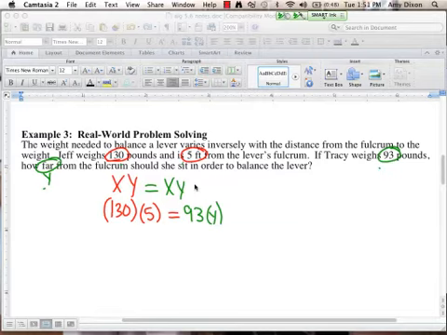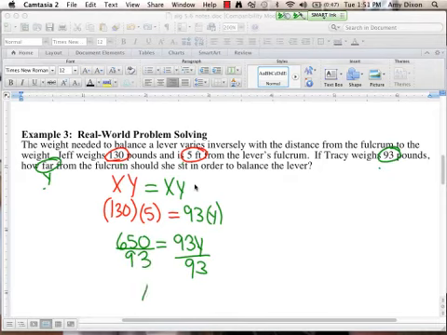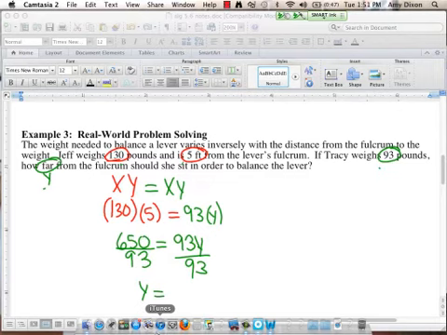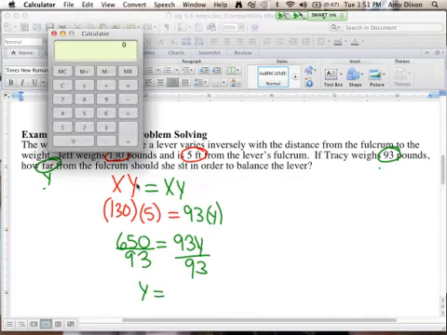We should get 650 equals 93y. And then we've got to get y by itself, so we're going to divide by 93. And we will get y equals whatever 650 divided by 93 is. Pull up my little handy-dandy calculator here. We get 650 divided by 93.